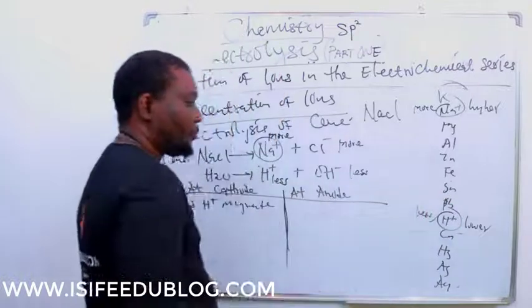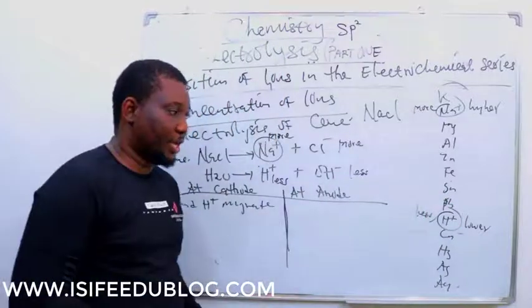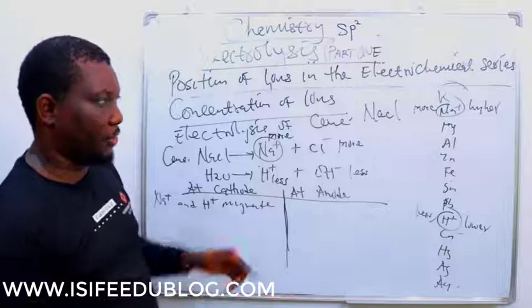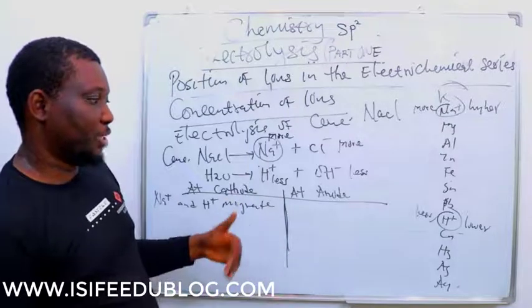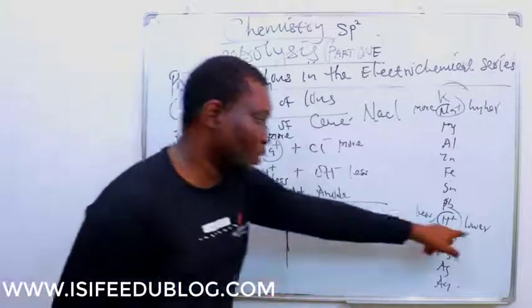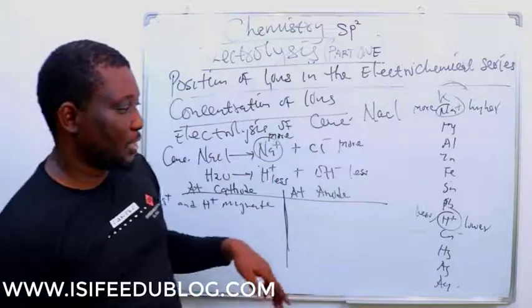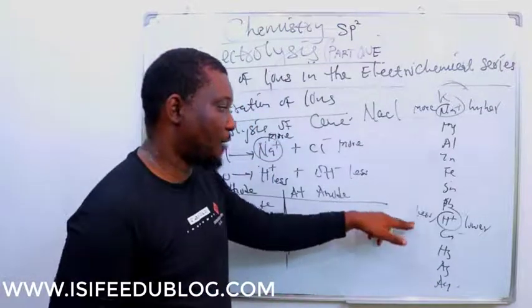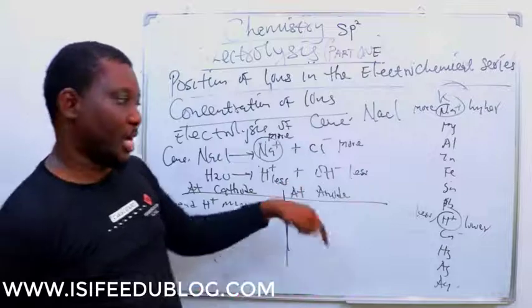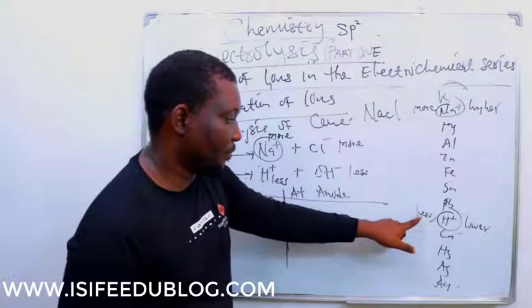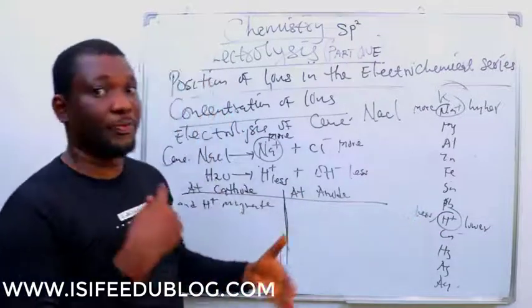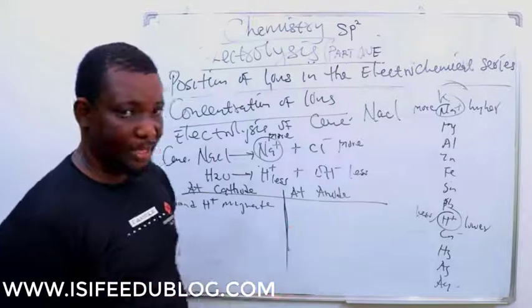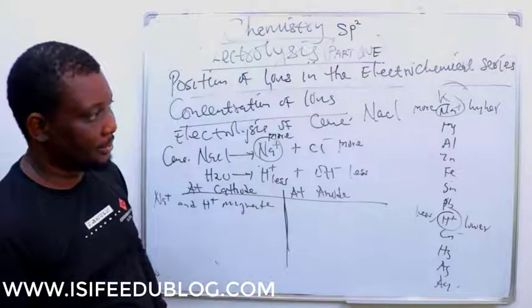Now, the conditions for an ion to be discharged are, one, it must be lower in the series, and two, it must have more concentration. But here, H doesn't have concentration; its concentration is very low, although it is lower in the series.